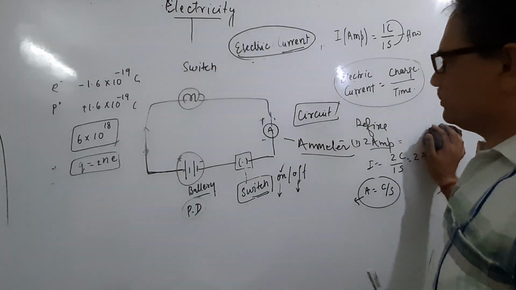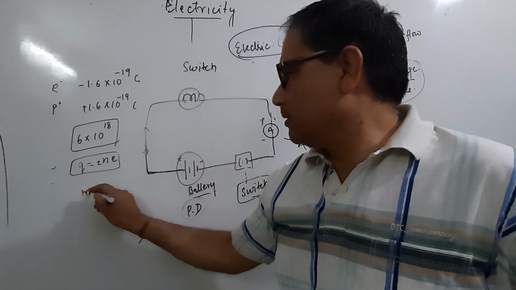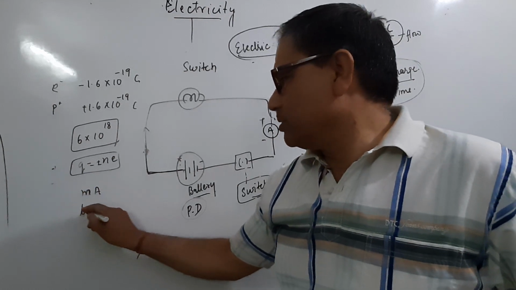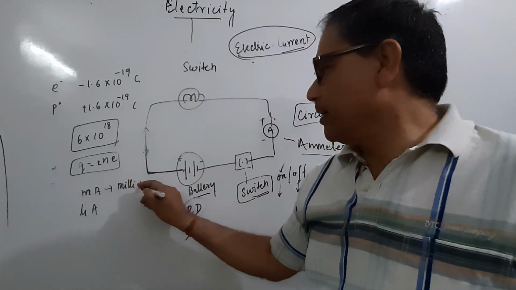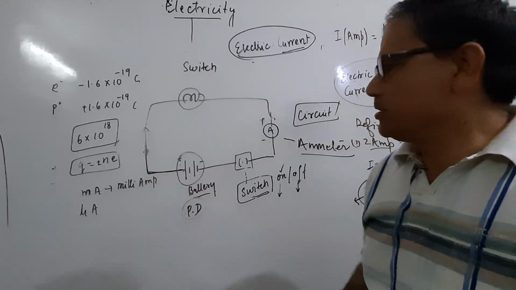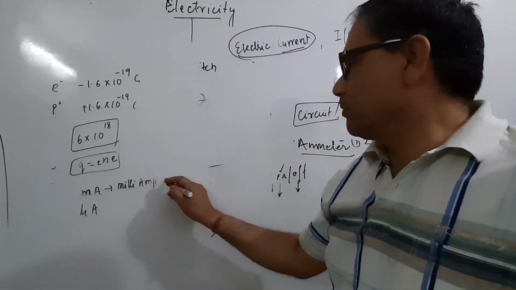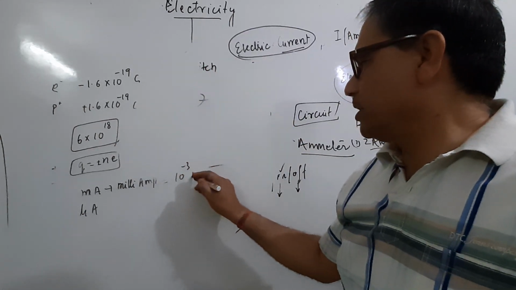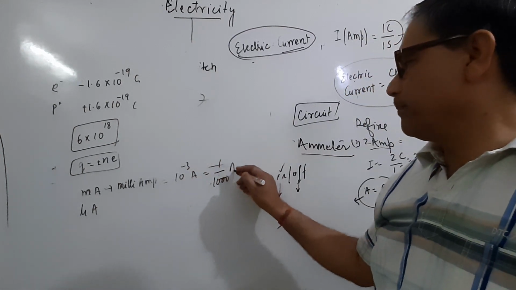And now the smallest unit of ampere, mA. This is A. It is milliampere, which is equal to 10 to the power minus 3 ampere, or you can write 1 upon 1000 ampere.